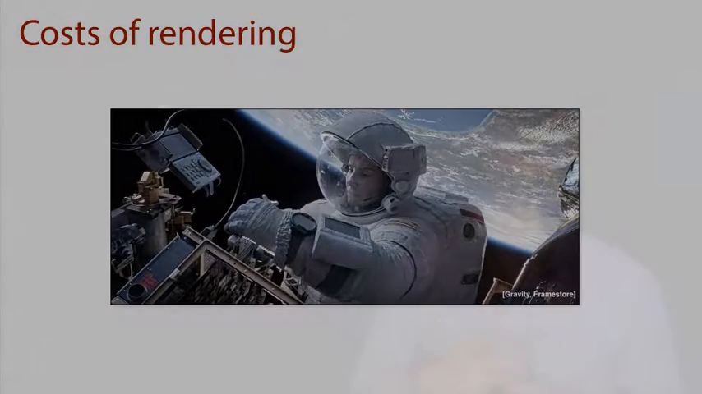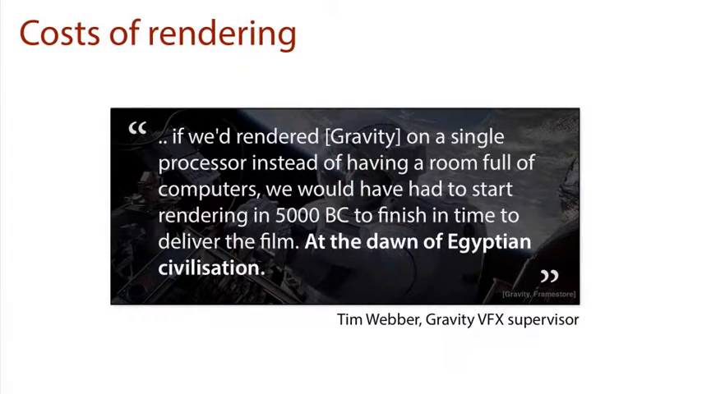So I mentioned before that rendering is expensive, and just to truly communicate the costs of this step to you, I wanted to share an example from the movie industry, from the movie Gravity. So Tim Webber, who was the visual effects supervisor on this show, said that if they had just had a single machine to do their rendering, they would have needed to start at the dawn of the Egyptian civilization to finish rendering frames in time for the release of the movie. Now, if you're making a movie that will gross $500 million, then obviously that's not what you do. You take some portion of that money and you go buy a big cluster and shorten time that way. But this also means that this sort of technology is basically unavailable to most people.